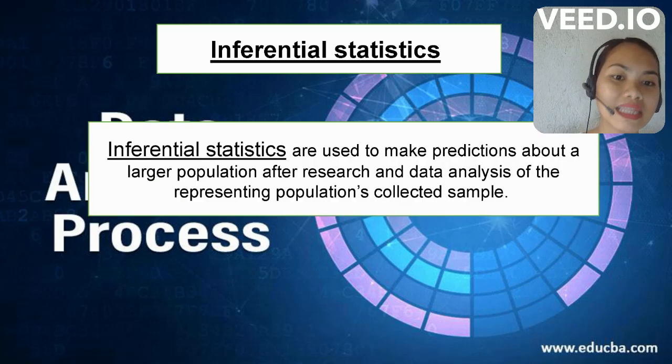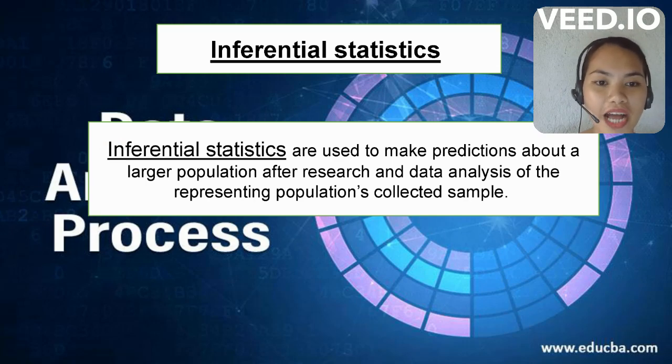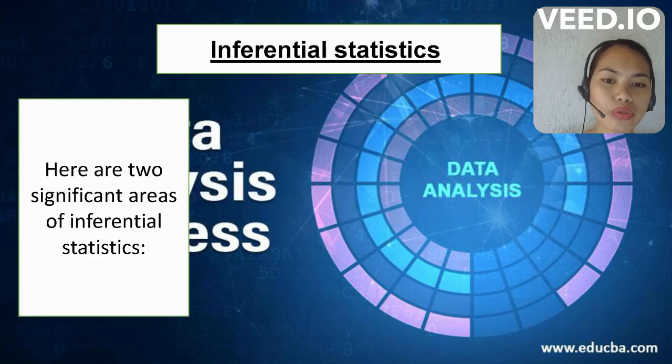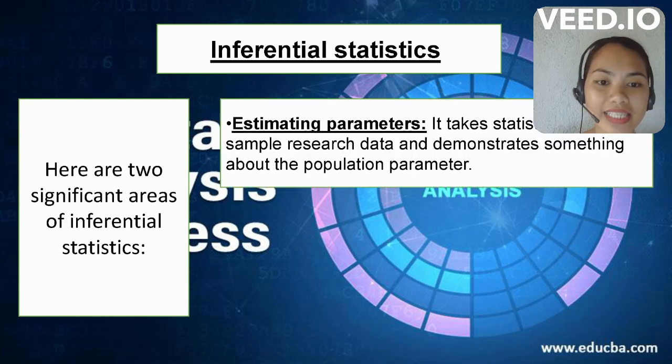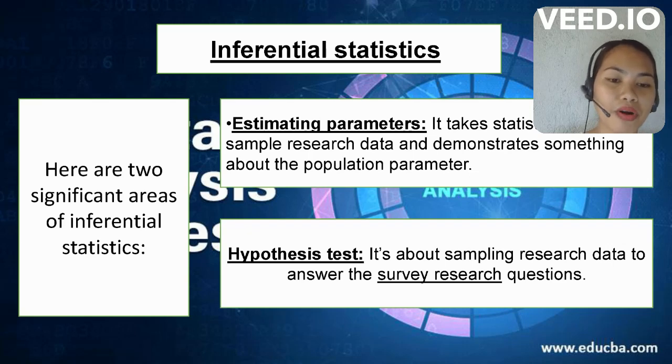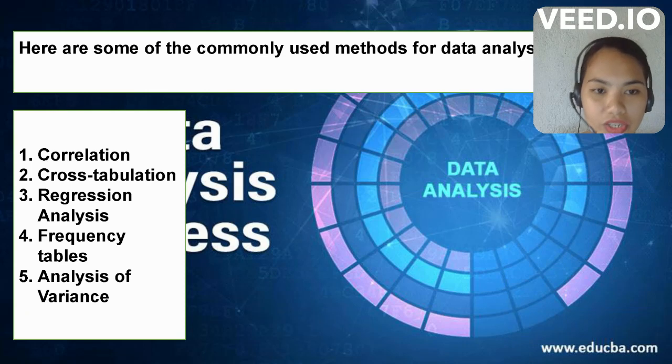Now for inferential statistics, it is used to make predictions about a larger population after research and data analysis of the representing population's collected sample. Here are two significant areas of inferential statistics. You have estimating parameters, using the sample research data. That takes statistical computations and numerical data to demonstrate something about the population parameter. Then you also have hypothesis testing. It's about sampling research data to answer the survey research questions.